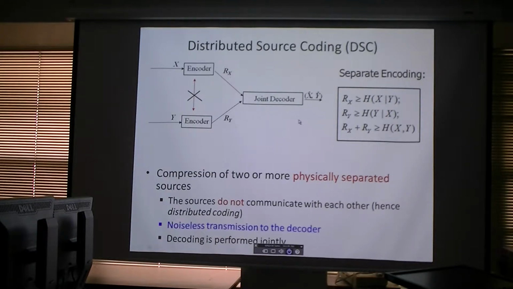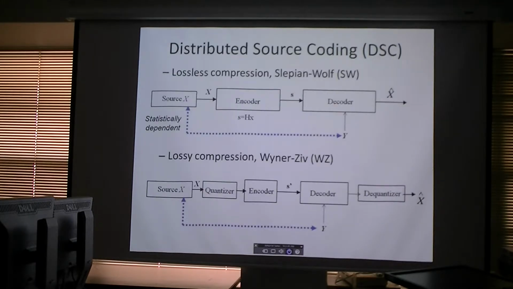Here, the distributed source coding also states that given the joint decoding, the separate encoding can achieve the same performance of the joint encoding. Distributed source coding can be divided into two cases. For the lossless case, it's usually called Slepian-Wolf coding, and for the lossy case, it is called Wyner-Ziv coding.